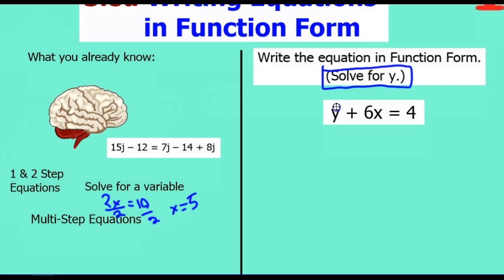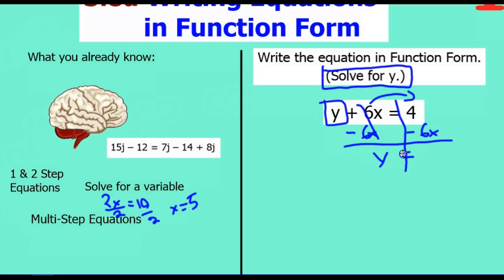So what we're going to do is when we solve for a variable, we want to get it all by itself. So we want to get y all by itself. So we need to move this 6x over to the other side. Now how we do that is because this is a positive 6x, we're going to subtract 6x from both sides. So those cancel. We're left with y equals.